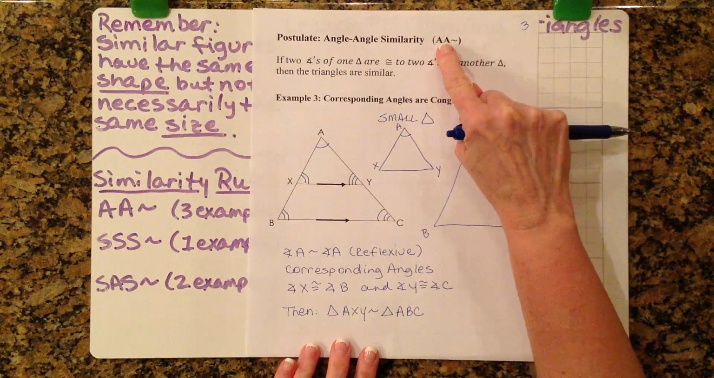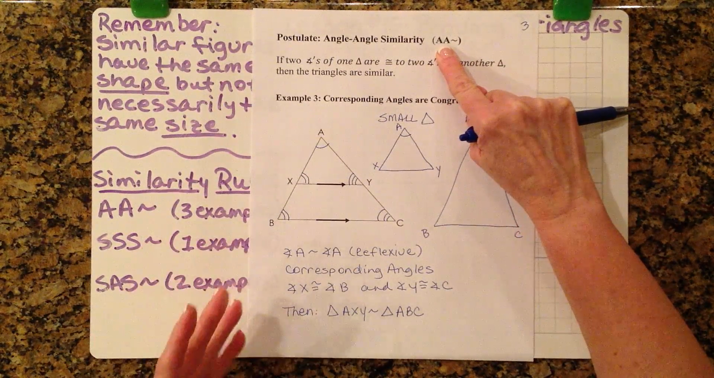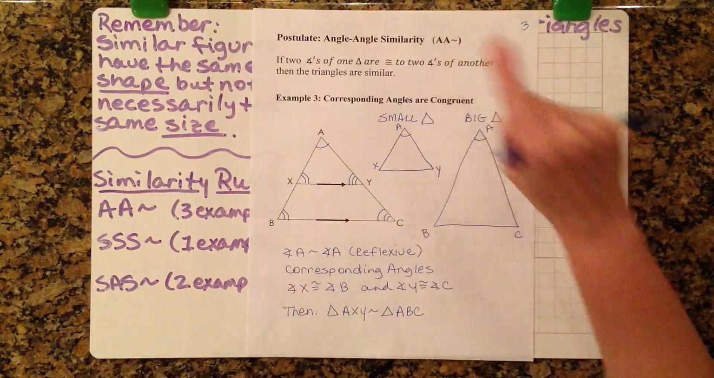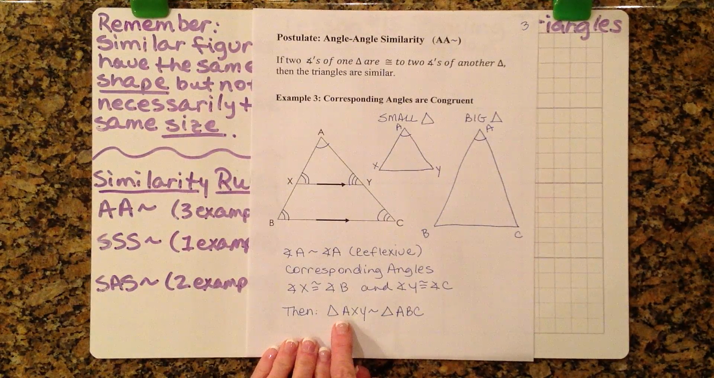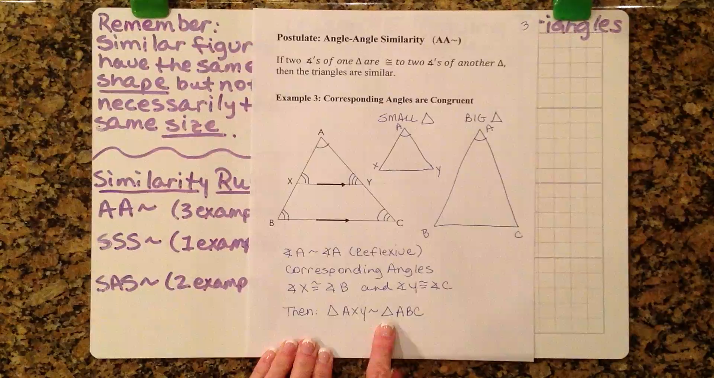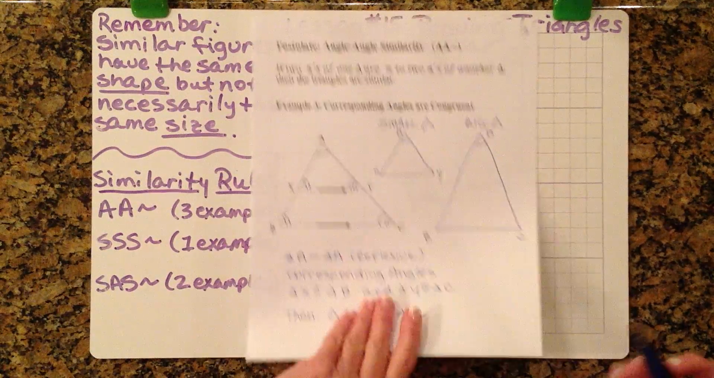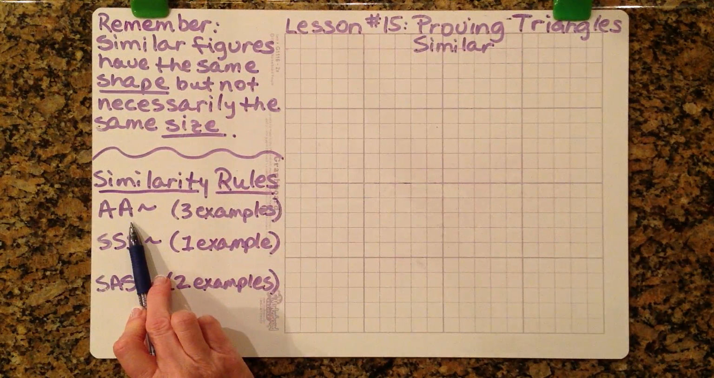Now with AA, you only need 2 angles. So pick which 2 you want to be congruent to prove. Then you can say that triangle AXY is similar to triangle ABC. All right, that's our first AA similarity rule.